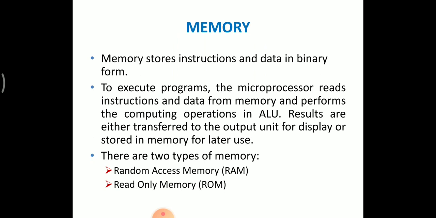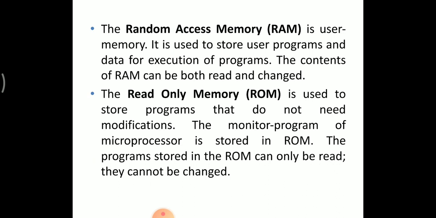There are two types of memory: random access memory RAM and read-only memory ROM. The random access memory RAM is a user memory. It is used to store user programs and data for execution of programs. The contents of RAM can be both read and changed. The random access memory is also known as read-write memory.